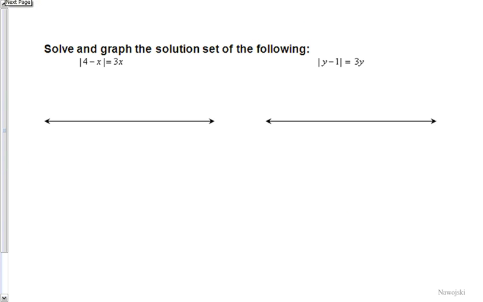We have a couple more to go. Let's take a look at these. Solve and graph. We'll just solve them if we have to. We can graph it if we need to, but they're not too much. Notice how the absolute value is already isolated, so all we have to do is split the two different problems.